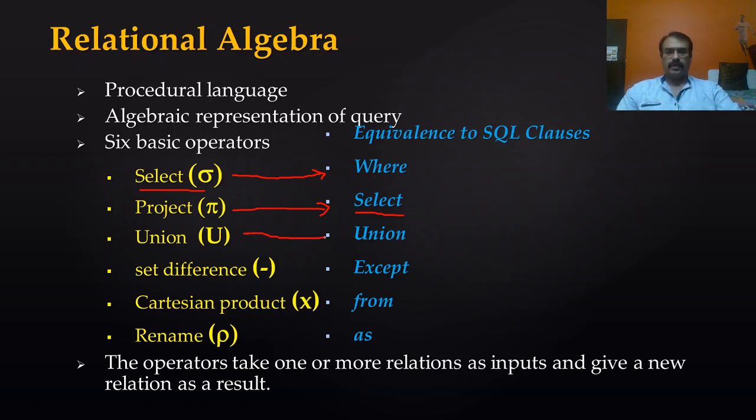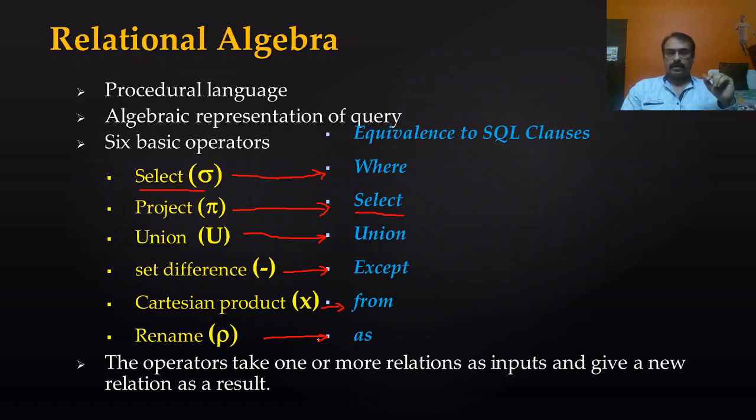Union is quite known. Set difference is the except operation, meaning the entries from the first table except the entries from the second table, the minus operation. Cartesian product is equivalent to the from clause, and this Cartesian product is the cross product which we have learnt in mathematics already, and we are going to have an elaborative discussion on this Cartesian product operation in the coming slides. And rename operation is the as operation, where we are renaming some existing or some newly generated outputs.